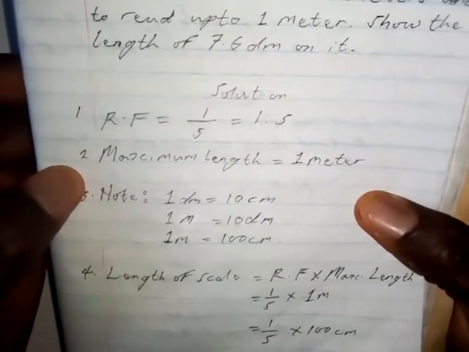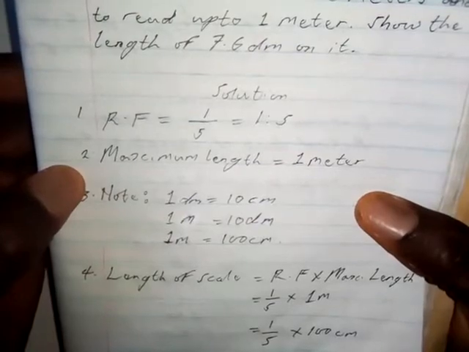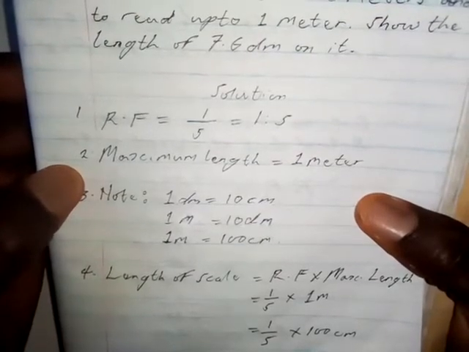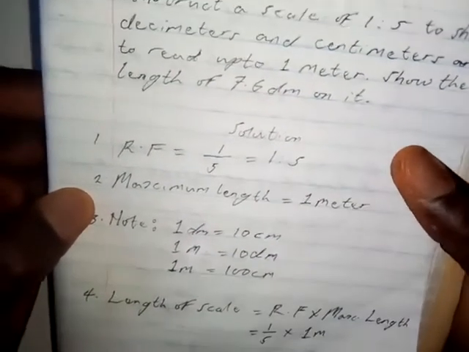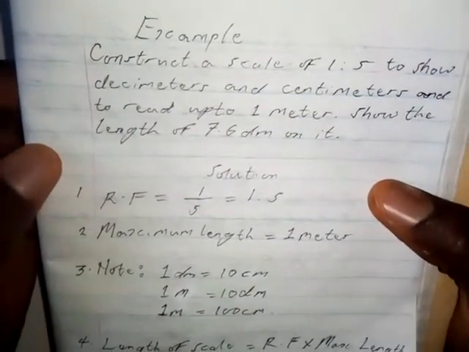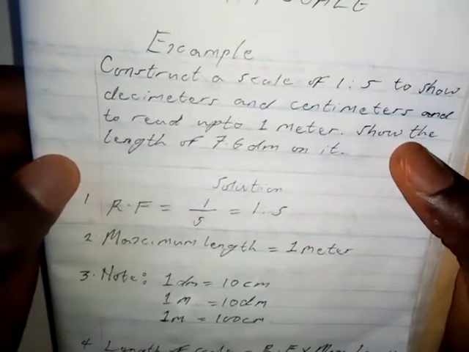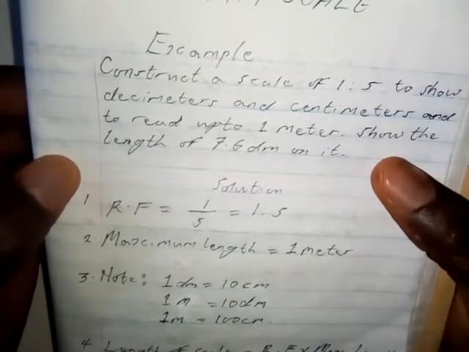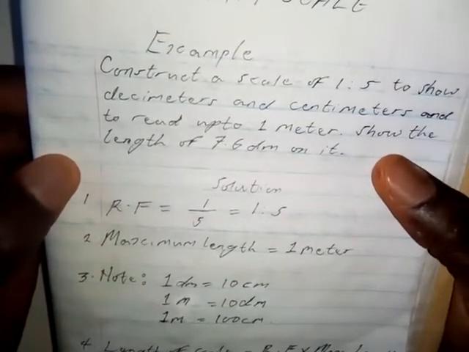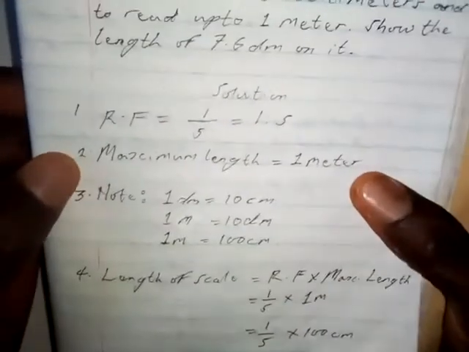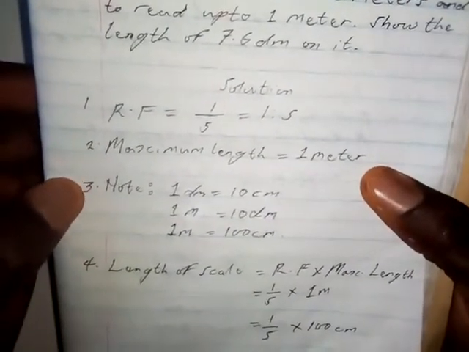The second thing that you need to make sure you have in place is the maximum length. The maximum length will always be stated in the question, as we have here that the scale should read up to 1 meter. So that is the maximum length. The maximum length is equal to 1 meter.